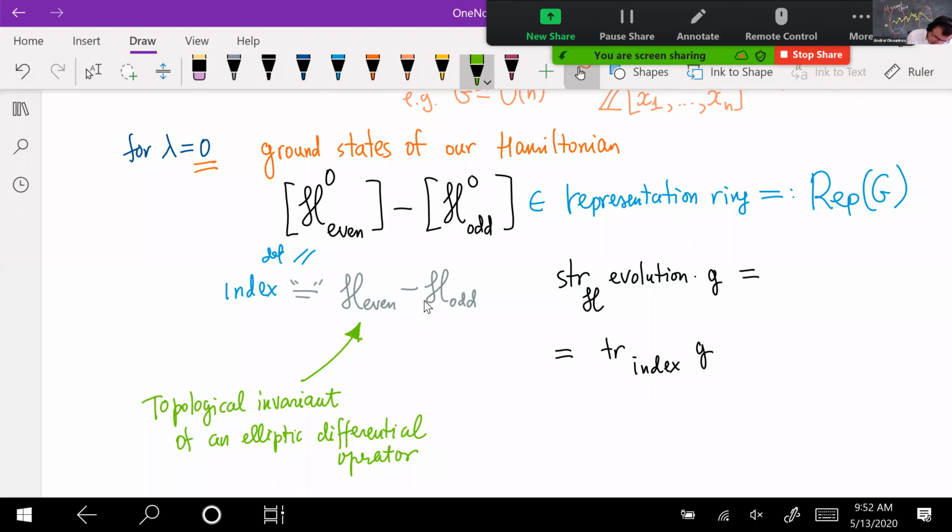And so this difference between even and odd will always be the same. We can write this difference as a difference of two spectral projectors, where we cut off an operator at some arbitrarily large eigenvalue or something like that.